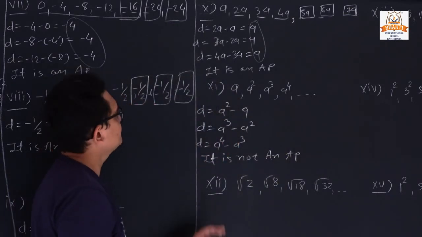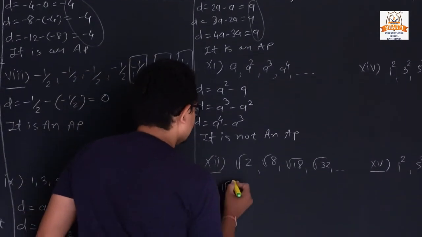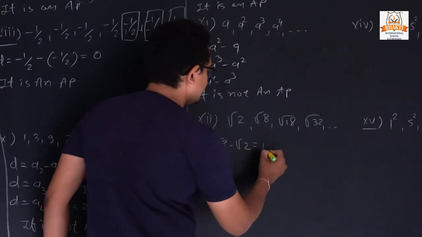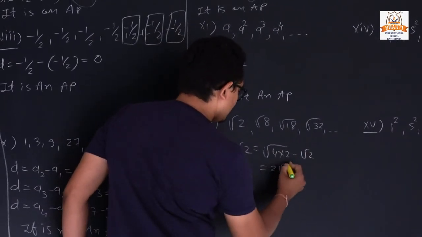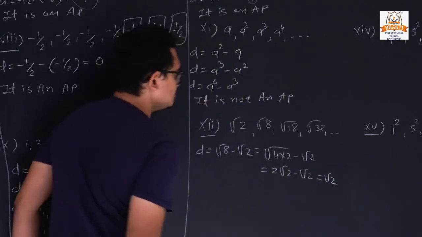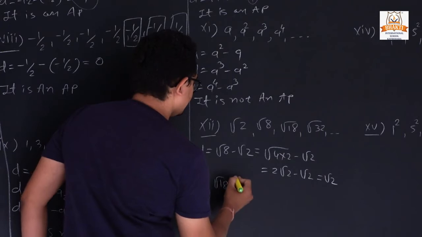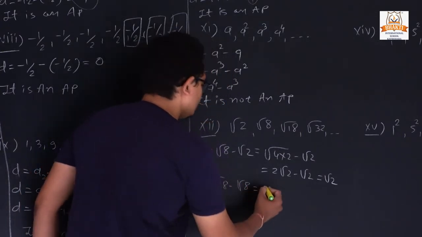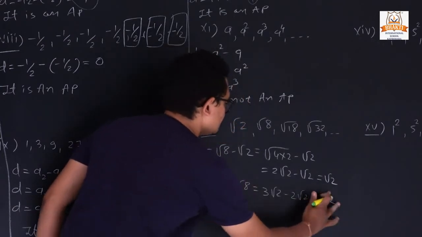Now next, question number 12. The difference is second term minus first term. 8 we can write as 4 twos, and the square root of 4 is 2, so 2 root 2 minus root 2, the answer is root 2. Once again root 18 minus root 8. 18 is 9 twos, so 3 root 2 minus 2 root 2, so once again root 2.